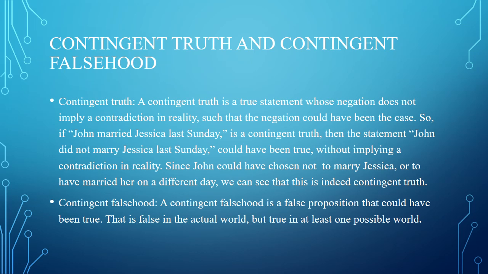So if "John married Jessica last Sunday" is a contingent truth, then the statement "John did not marry Jessica last Sunday" could have been true without implying a contradiction in reality. Since John could have chosen not to marry Jessica or to have married her on a different day, we can see that this is indeed a contingent truth. A contingent falsehood is a false proposition that could have been true, that is, false in the actual world but true in at least one possible world.